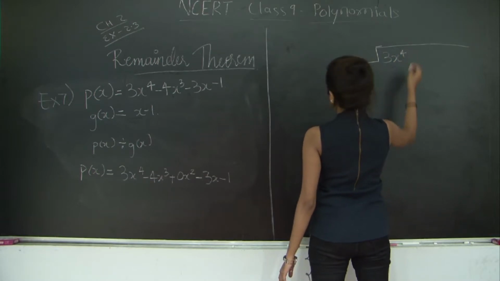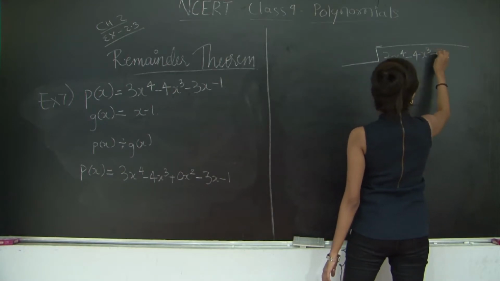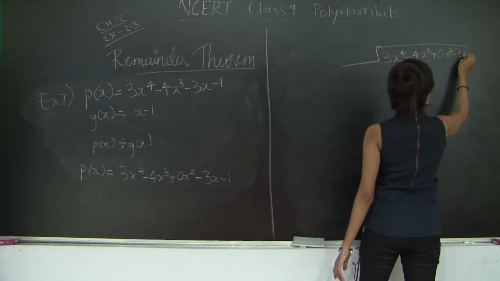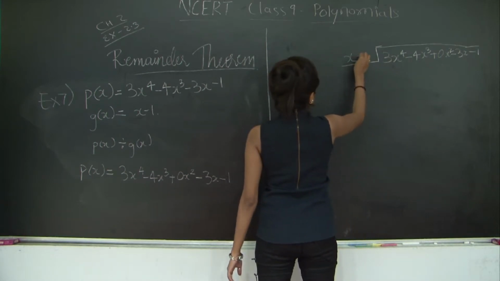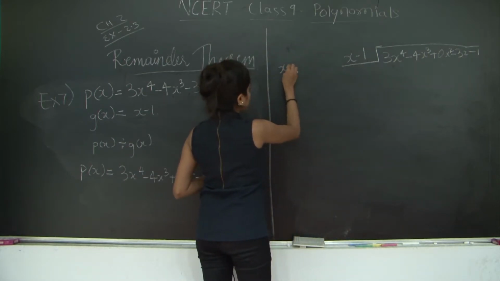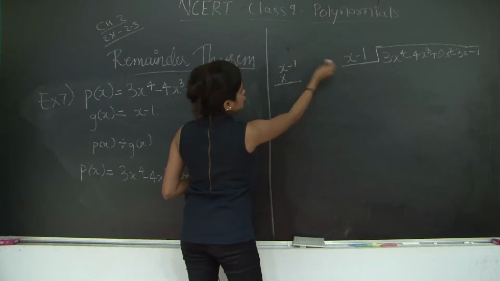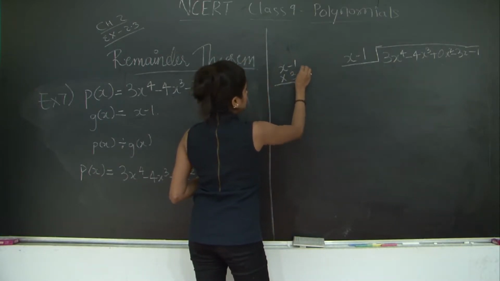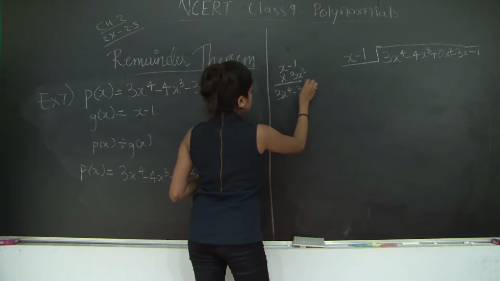3x^4 minus 4x^3 plus 0x^2 minus 3x minus 1. And this is going to be divided by x minus 1. So x minus 1 is a linear polynomial. Again, what do we multiply x minus 1 by in order to get this first term 3x^4? So what would you multiply x by in order to get 3x^4? I will multiply it by 3x^3. So this will give me 3x^4 minus 3x^3.